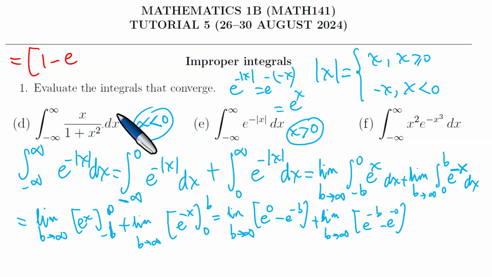Okay, good. So now you're going to have this one, which is e to the minus infinity. This integral is going to have a negative, meaning this one is going to be negative.